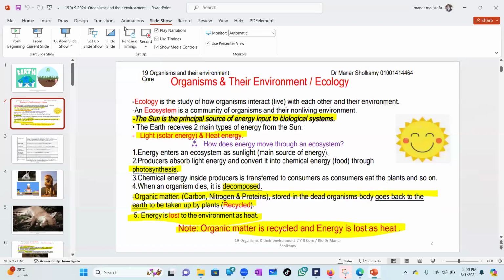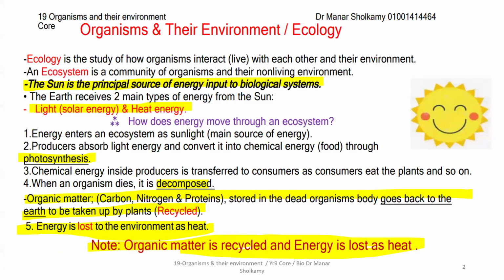We will start with basic definitions. The first definition is the definition of ecology, which is studying your environment. It is the study of how organisms interact or live with each other and their environment. Another definition is the definition of ecosystem. Here we have a community of organisms, a group of organisms, and their non-living environment. The non-living environment here means the sun, the sea, the wind, all the organisms together with their non-living environment.